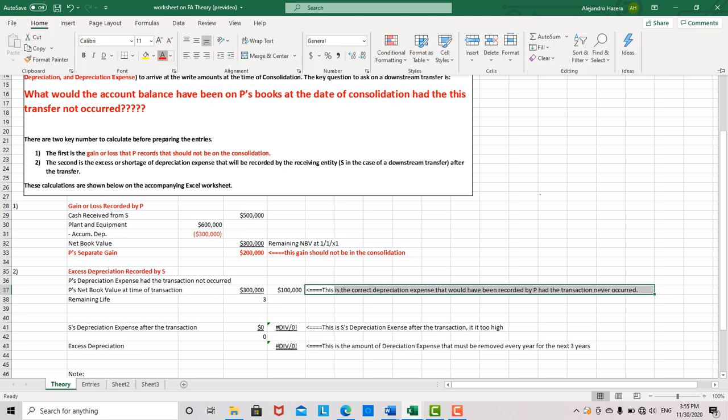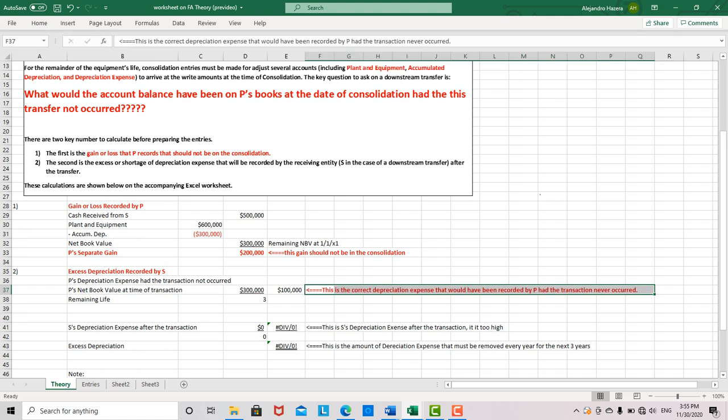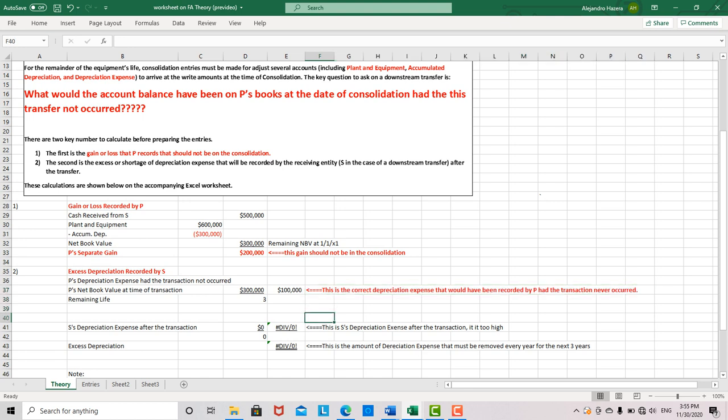And I go back to the magic question, which I put in big bold letters up here. The question you always have to ask yourself is, what would the account balance or expense or revenue have been on P's books at the date of consolidation had this never occurred? Well, the annual depreciation expense would have been $100,000. That is the correct depreciation expense. Now, what is S actually recording?